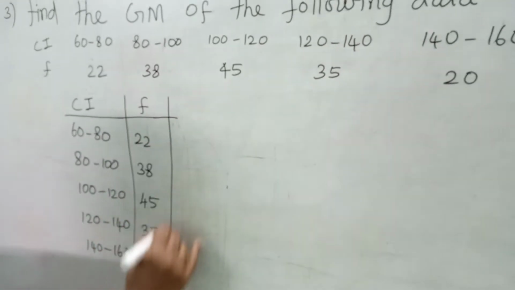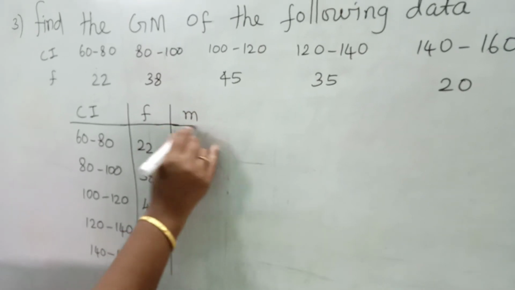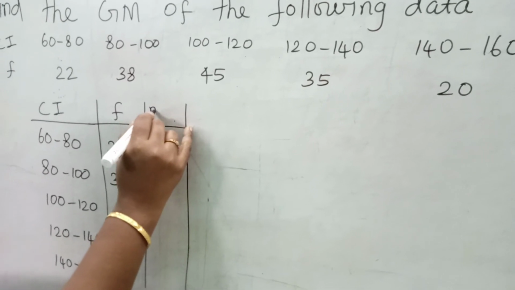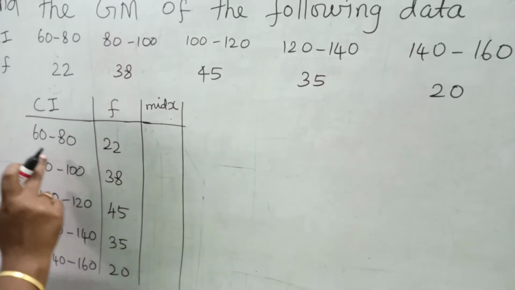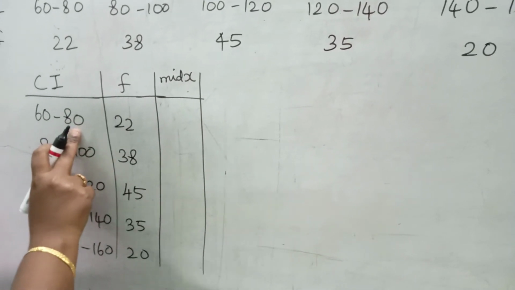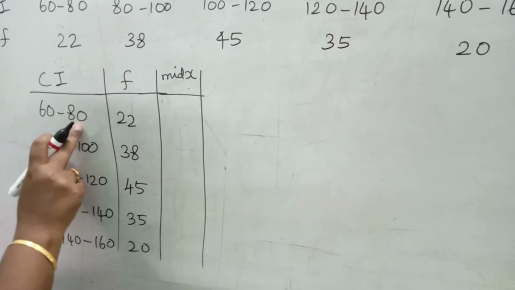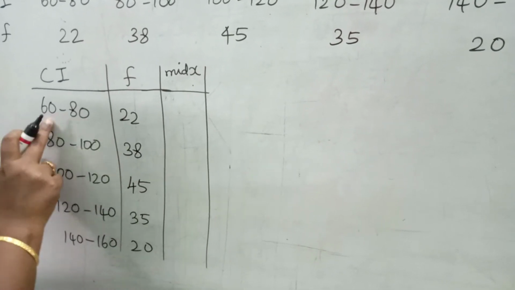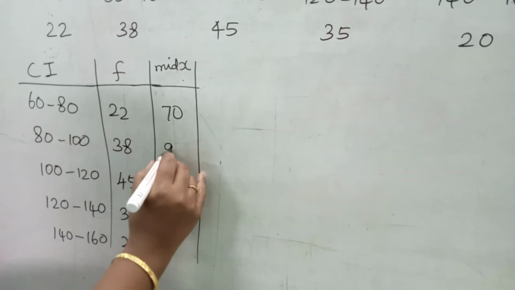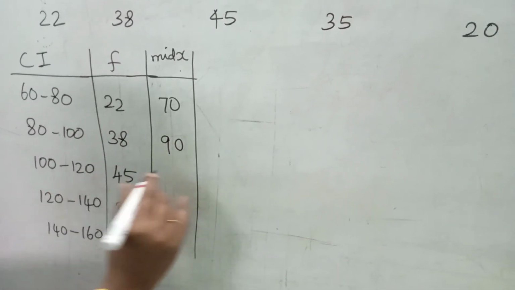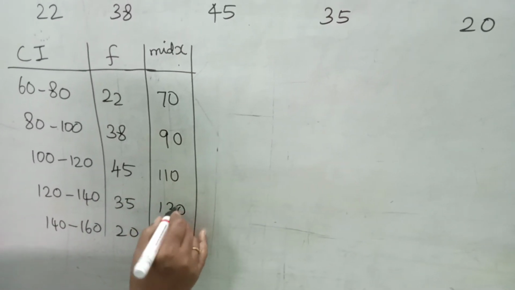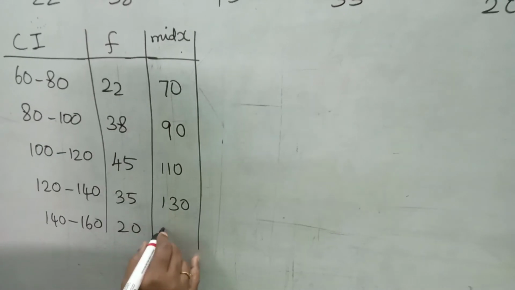The third column is mid x. How to find mid x? For 60 to 80, 60 is the lower limit and 80 is the upper limit. We find the average of 60 and 80. 60 plus 80 is 140, and 140 divided by 2 is 70. Here 80 and 100 mid value is 90. 100 and 120 mid value is 110. 120 and 140 mid value is 130. 140 and 160 mid value is 150.